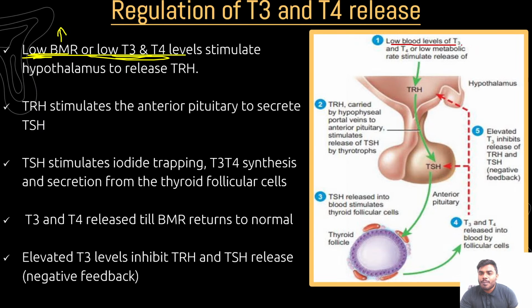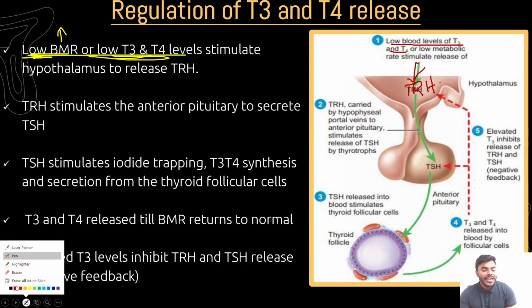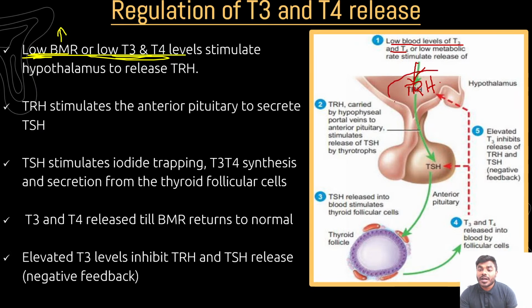There is a low blood level of T3 and T4 or there is a low BMR. Immediately what is happening, friends? The hypothalamus. We know, right? Hypothalamus contains what kind of cells, friends? Hypothalamus contains neurosecretory cells. So friends, the neurosecretory cells of the hypothalamus, what are they doing? They release an important hormone, friends, which we call TRH.